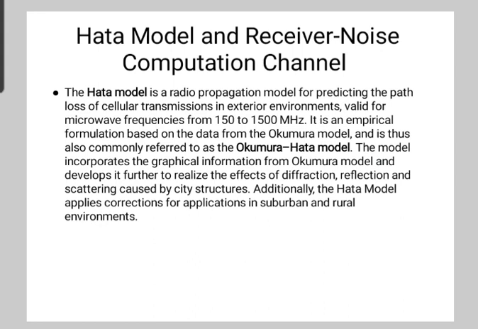So, this model incorporates the graphical information from the Okumura model and develops it further to realize the effect of diffraction, reflection and scattering caused by the city structures. Additionally, the Hata model applies corrections for applications in suburban and rural environments.